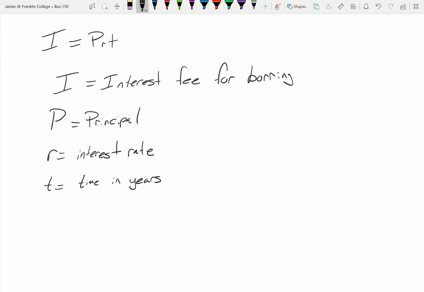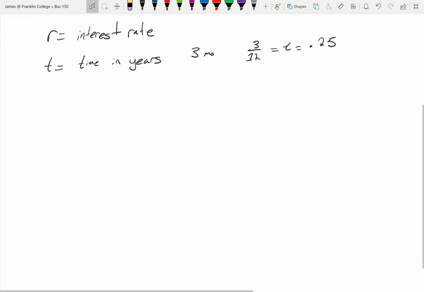Now typically when we are working with simple interest problems, we're going to be working with time periods that are less than a year. So if we have 3 months time periods, then that's going to be 3/12 of a year. So that'll equal our T, which will equal 0.25. So 3 months is 0.25 of a year, so T will equal 0.25.